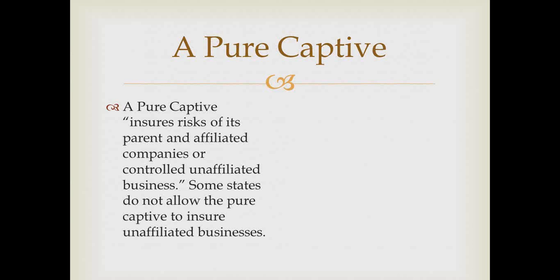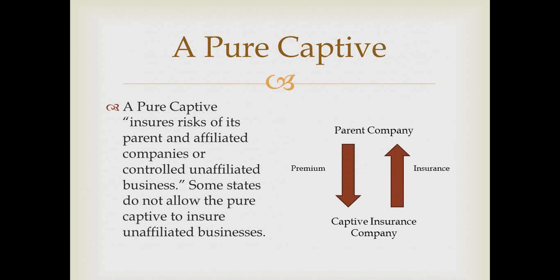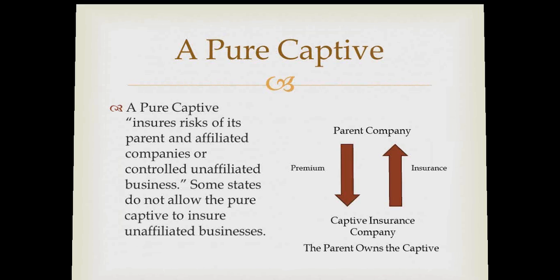Now, let's take a look and see what this looks like on the right-hand side of the screen. The parent company pays a premium to a captive insurance company, who in turn provides insurance to the parent company. Notice that the parent company owns the captive. In other words, this looks just like a standard insurance transaction.